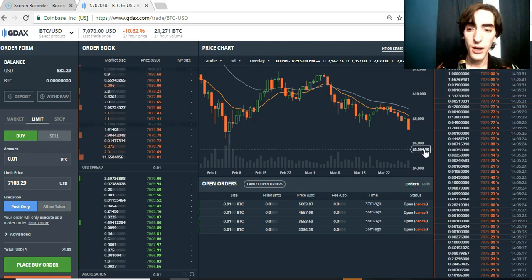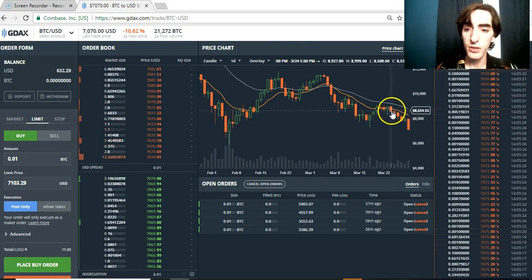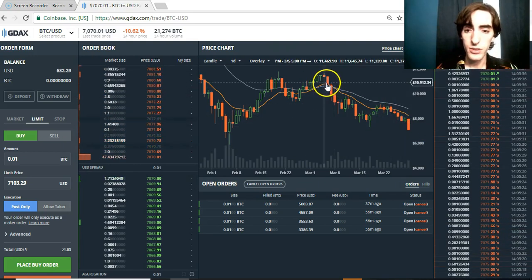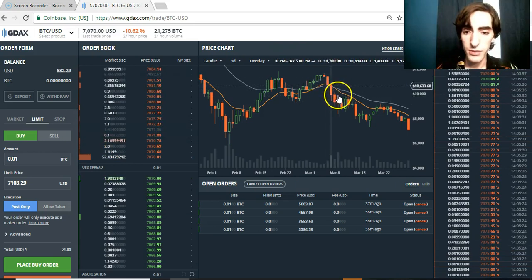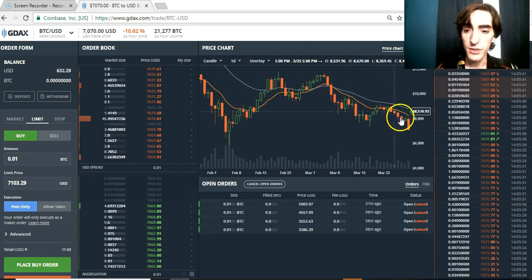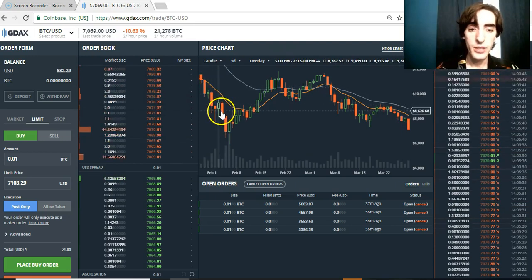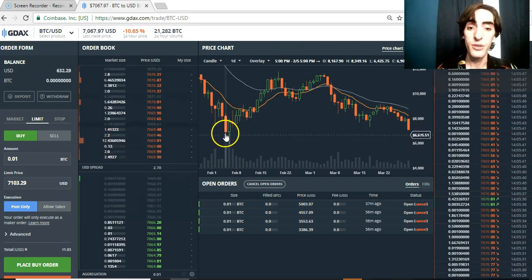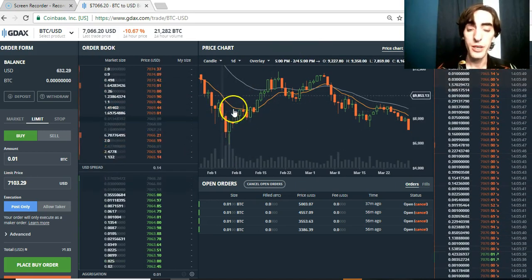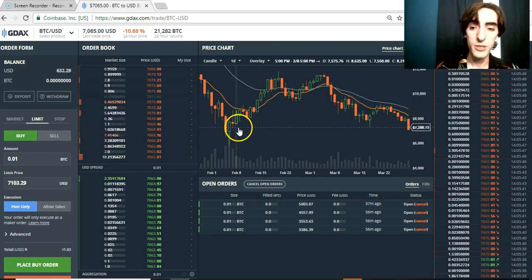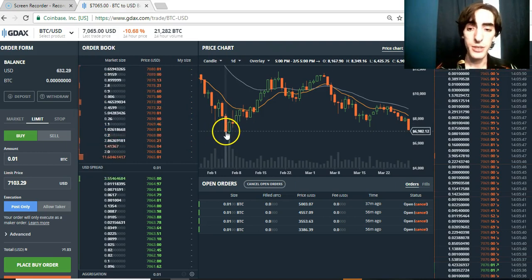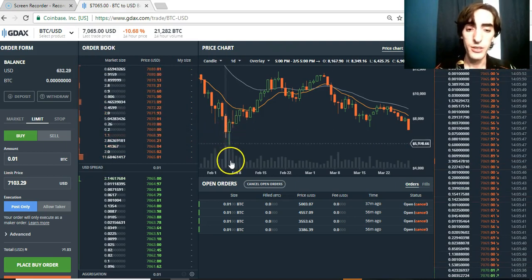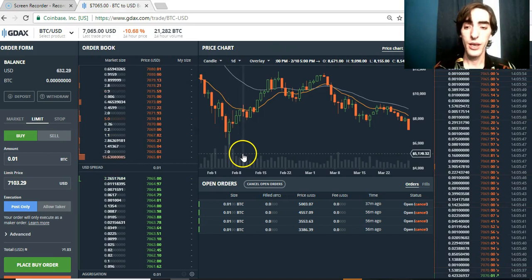Now this could come in the form of several little candles like this, or it could literally just drop today and tomorrow, and bounce back up. But it doesn't matter how long it takes. What matters is that you're able to read the charts, and make an educated decision.